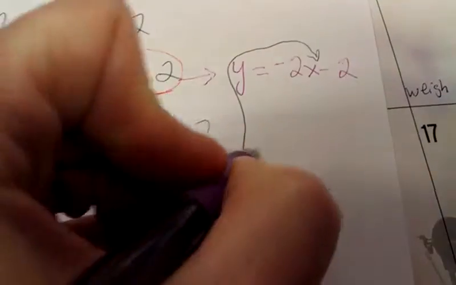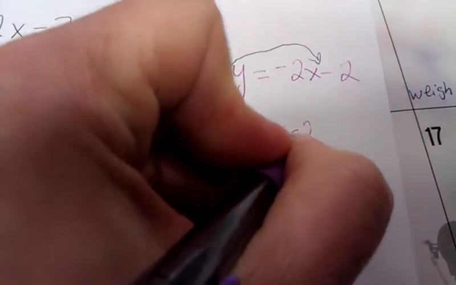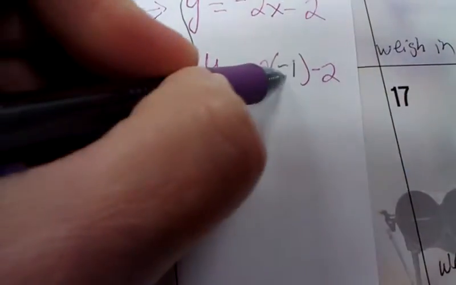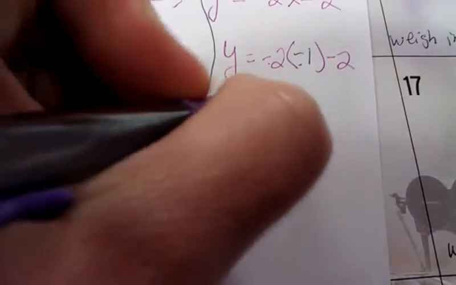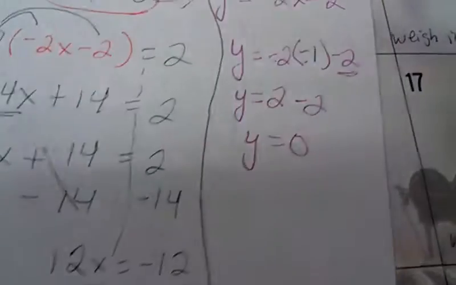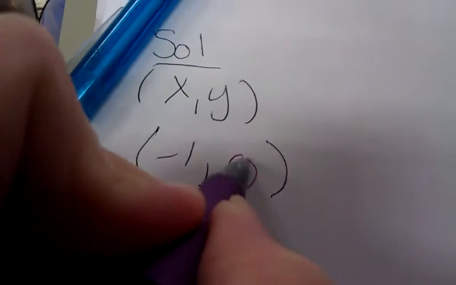Let me rewrite that over here. Y equals negative 2x minus 2. I know that x is negative 1, so I'll take this and bring it up here and put it in there for x. I have y equals negative 2 times x, remember right here, is negative 1. So I'm going to put in there negative 1 and minus 2. Negative 2 times negative 1 is a positive 2. Y equals 2 minus 2. Y equals 0. So I bring that back over here. There is my solution.